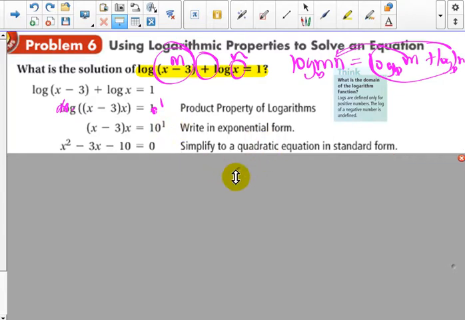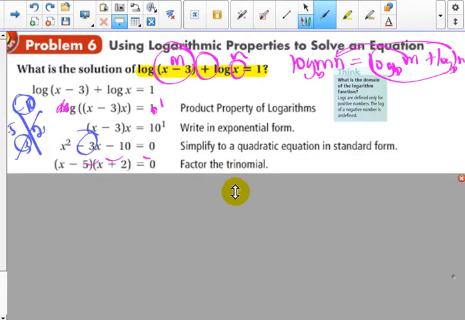Now you're going to use your magic x. What two factors of negative 10 add up to be negative 3? Well, it's going to be negative 5 and 2. When you multiply, you get negative 10, and when you add them, you get negative 3. So our answer is going to be x minus 5 times x plus 2 equals 0.